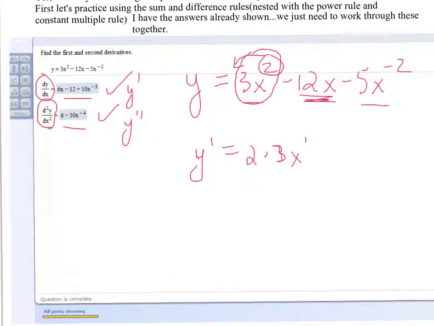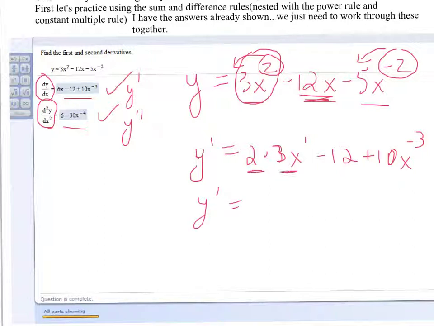Hopefully you're thinking that the derivative of 12x is just 12. So it's connected by subtraction. And hopefully you're thinking that we'll take this negative 2, again, swing it out front and multiply it by the 5. So eventually you'll arrive at positive 10x, and then subtract 1 from the exponent, so to the negative third. Now if you arrive here, you've got to clean it up, right? So 2 times 3x is 6x. So you have 6x minus 12, plus 10x to the negative third. And you're seeing that's what I have typed in as the answer right there.